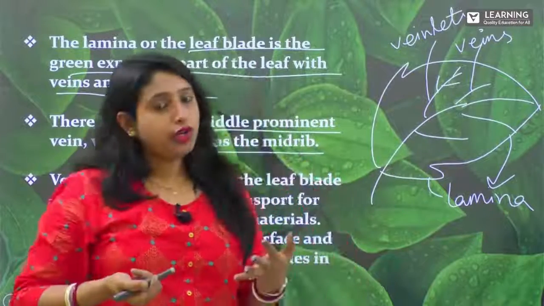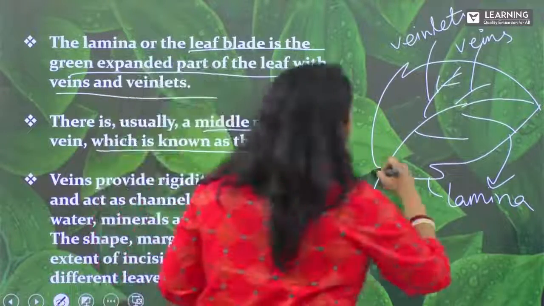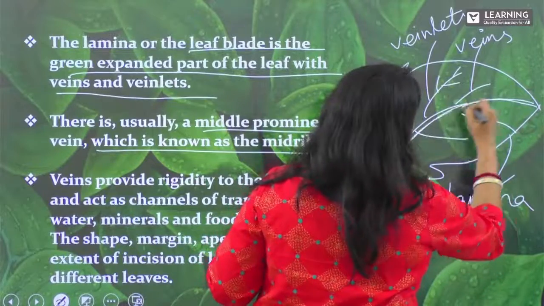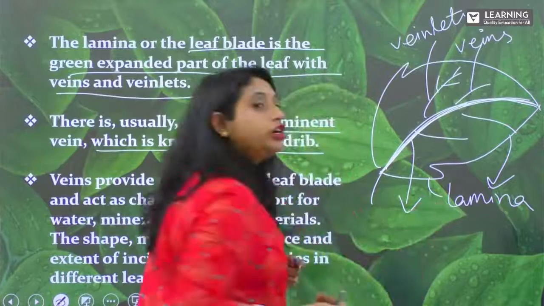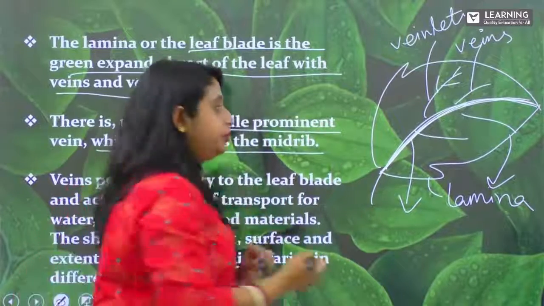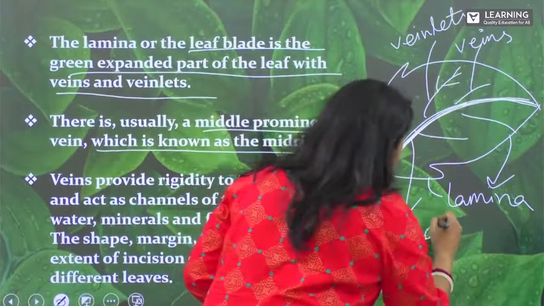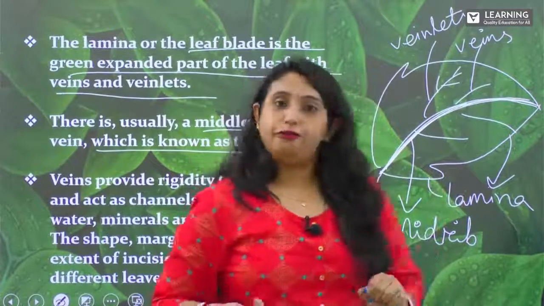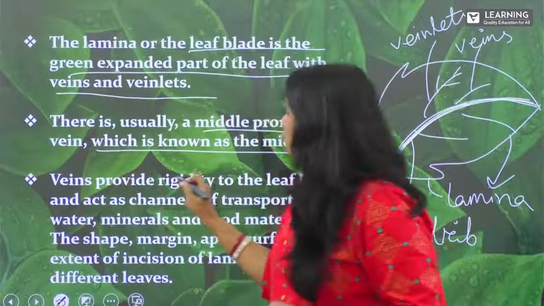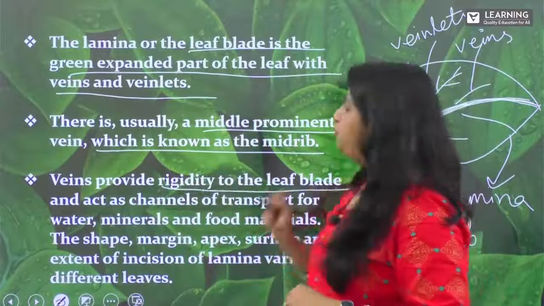So as I have shown you before also, this prominent part in the leaf, we call it what? We call it midrib. This part is called the midrib of the leaf, right? Next, the veins provide rigidity to the leaf blade.